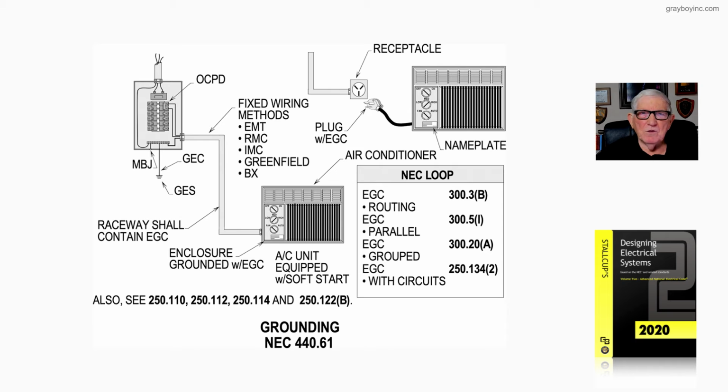You find that in 250.118 of the code. Now, where your cord and plug connect, 250.119 gives you your identification or color coding scheme.